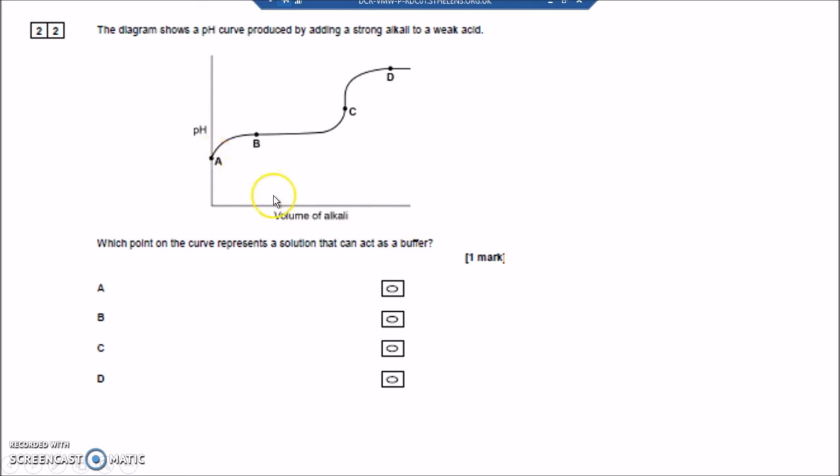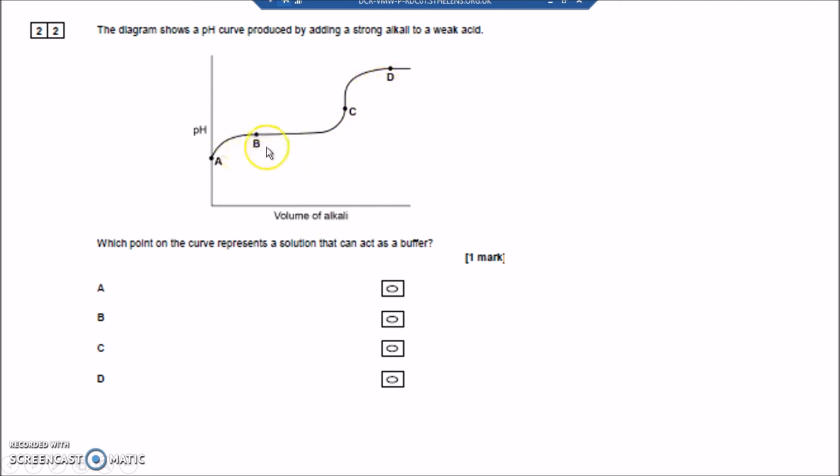So if we're at A and we're adding alkali, then the pH is rising here. So A isn't acting as a buffer because the pH is rising quite quickly when we're adding alkali. C, when we're adding alkali, that rises quickly. So C isn't acting as a buffer because they add a little bit more alkali and the pH goes up. And D, well, I've got nearly pure alkali here.